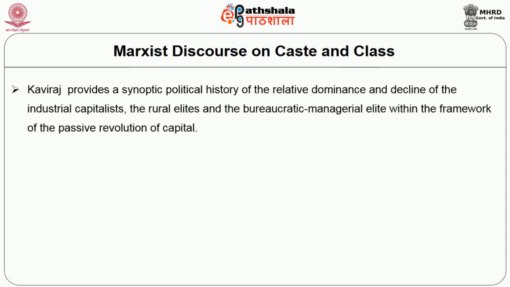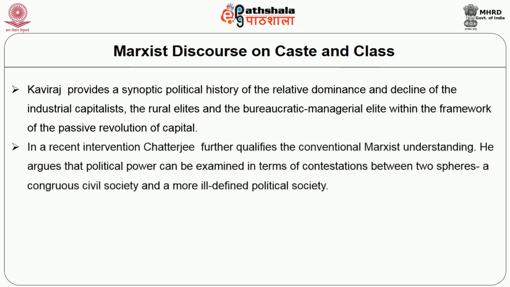Kaviraj provides a synoptic political history of the relative dominance and decline of the industrial capitalists, the rural elites and the bureaucratic managerial elite within the framework of the passive revolution of capital. In a recent intervention, Chatterjee further qualifies the conventional Marxist understanding. He argues that political power can be examined in terms of contestations between two spheres: a congruous civil society, that is urban middle classes, that follows the normative cultural models of the bourgeoisie, and a more ill-defined political society consisting of the rural and urban poor.